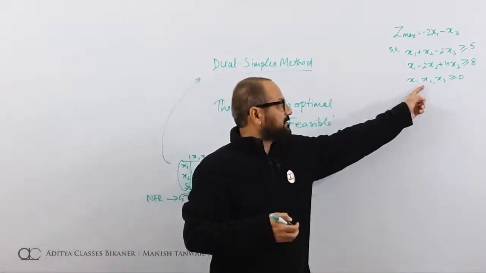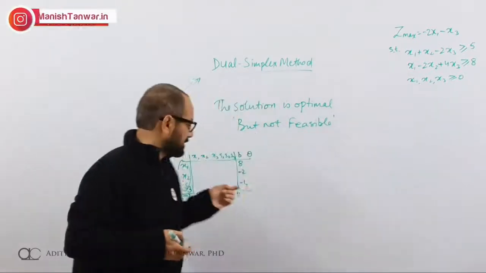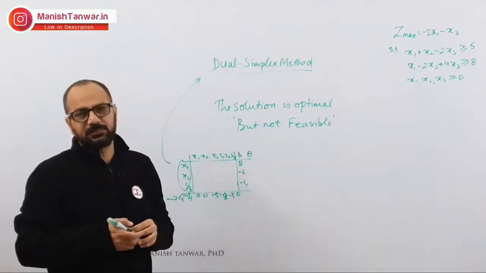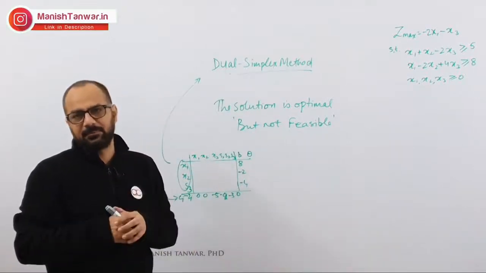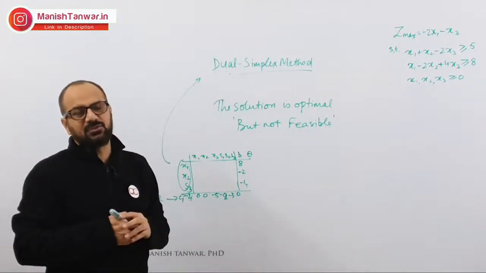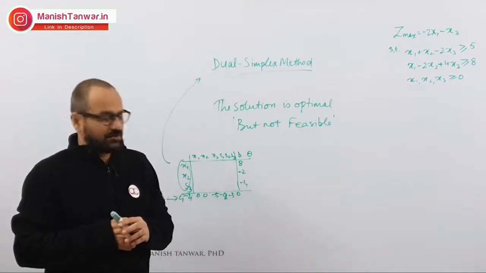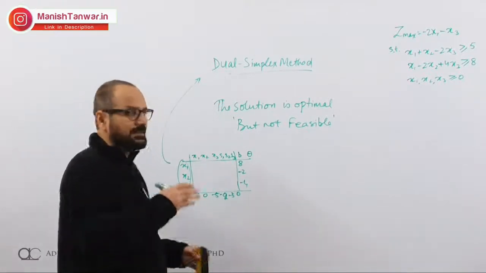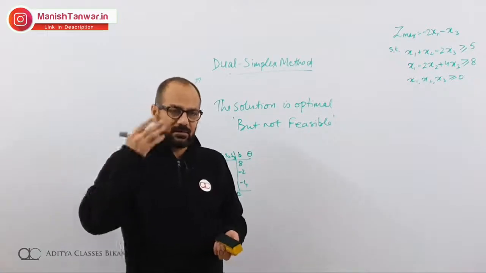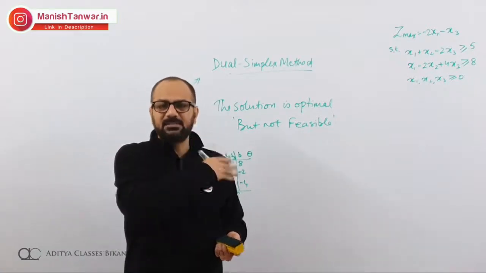For feasibility, x2 should have been greater than 0. In this case, x2 is less than 0. So this is a problem. This is where we make use of dual simplex. So I hope this clears the doubt about what is the dual that we have studied up till this point and what is this dual simplex.